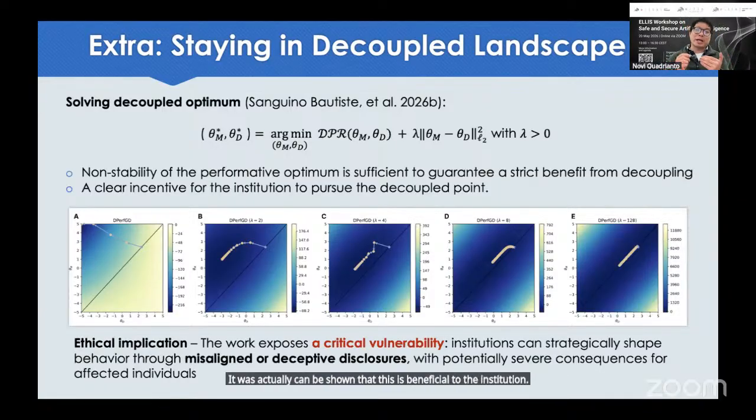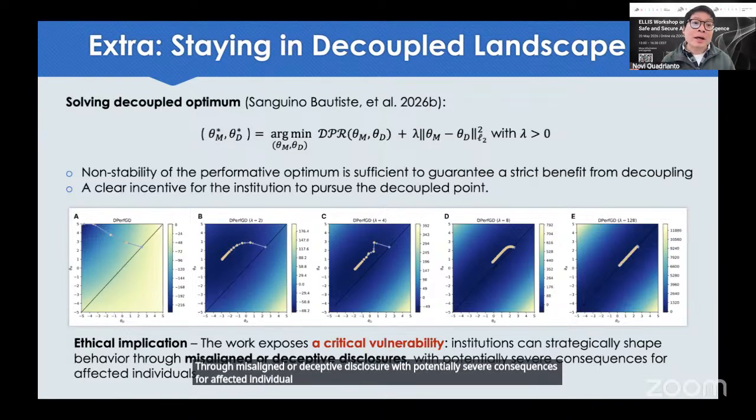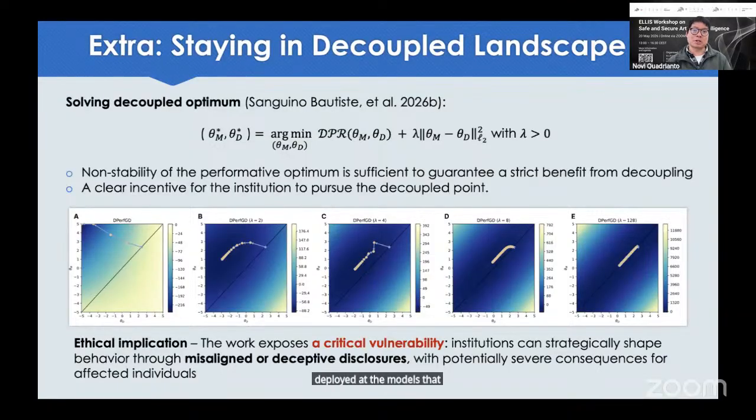So this work actually exposed a critical vulnerability. The institution can strategically shape behavior through misaligned or deceptive disclosure, with potentially severe consequences for affected individuals. What we have shown there is that people strategically change their features, their behavior, but they didn't get what they expected to get because there is a decoupling between the models that are deployed and the models that are disclosed.